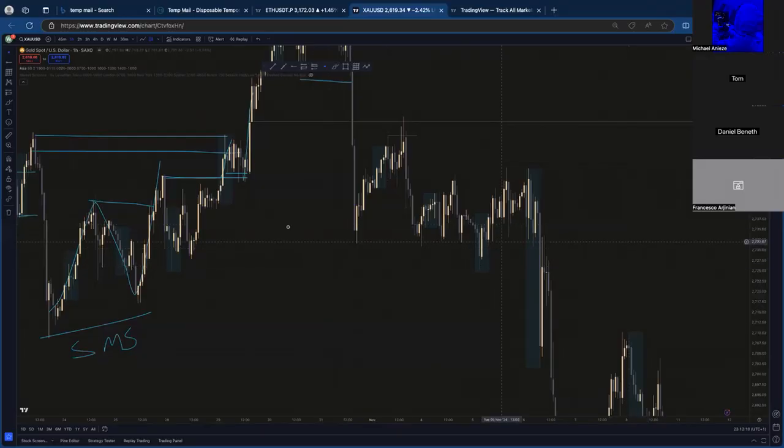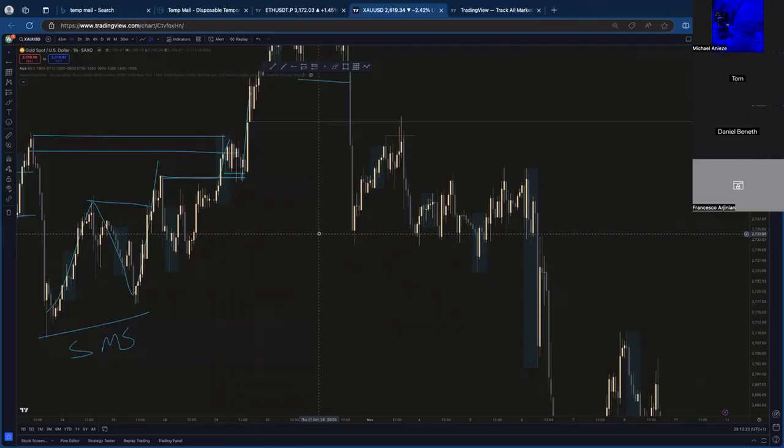It's simple, but it's not easy, right? We got break of structure here.